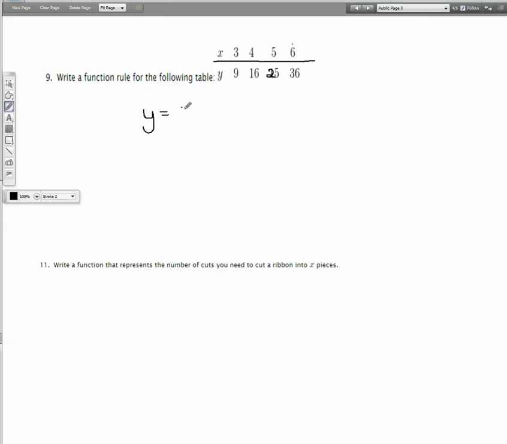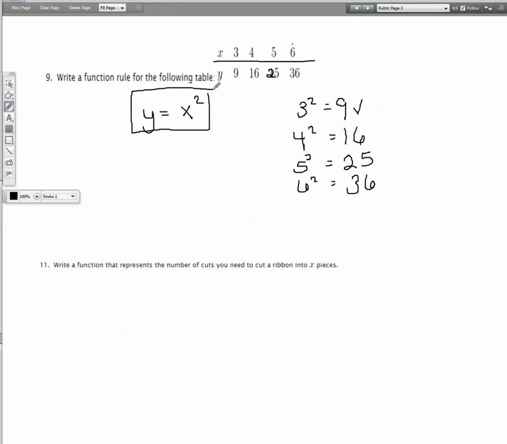So y will equal x squared, and let's go ahead and check it out. Is 3 squared 9? You bet. Is 4 squared 16? Yep. 5 squared is 25, and 6 squared is 36. Write a function that represents the number of cuts you need to cut a ribbon into x pieces.